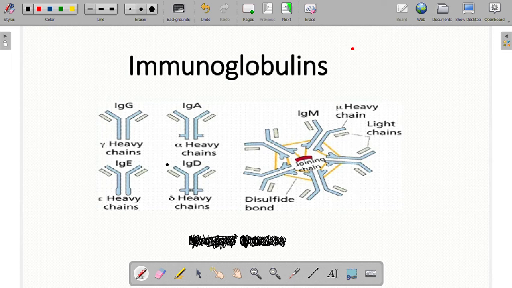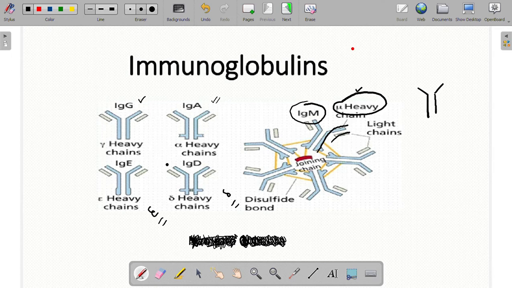That is, in IgG, they contain the gamma chains. In case of IgA there is presence of alpha heavy chains, in case of IgE there is presence of epsilon heavy chain, and in case of IgD there is presence of delta heavy chain. And as we have seen, IgM is pentameric in nature, and there is presence of the mu heavy chain here. This one is basically heavy chain and this one is light chain. This is just to give you an idea of how the normal immunoglobulin structure looks like.